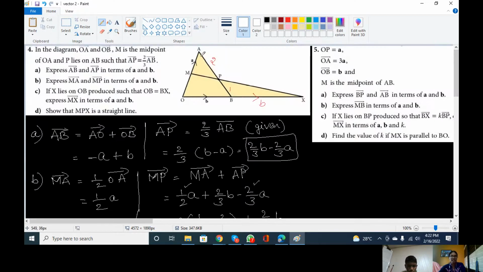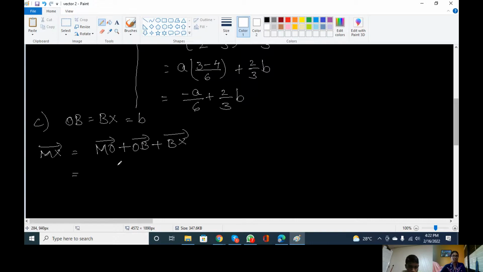OA is A, this total is A. M is the midpoint, so this is half of A and this is half of A. Now we want MO, which is in the negative direction, so negative half A. Negative half A plus OB, which is B, and also BX, which is also B. So negative 1 over 2A plus 2B. Okay, done.